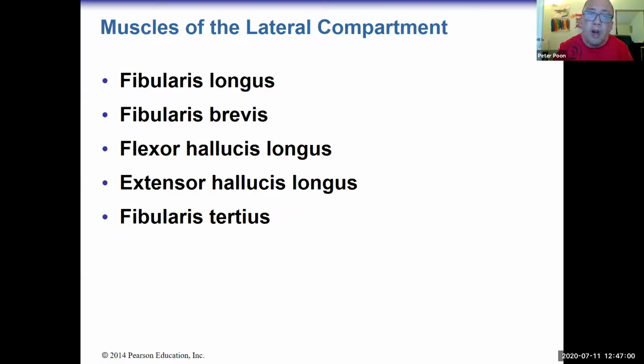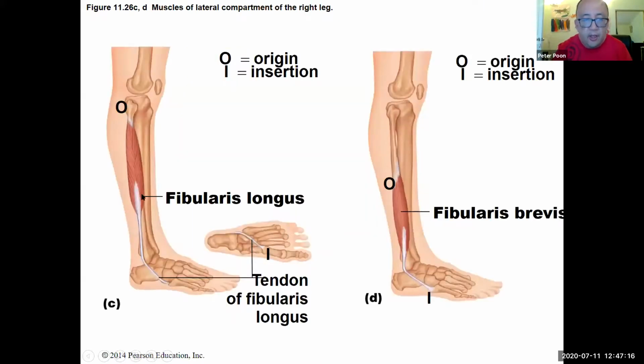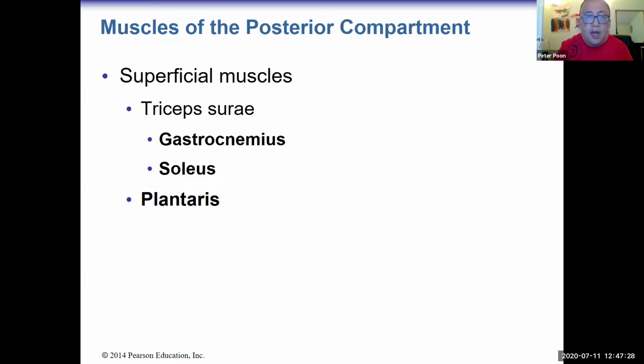The lateral compartment of the foot just has 2 muscles, the fibularis longus and fibularis brevis, and all they do is evert the foot. And you can see that there. This muscle here and this muscle here combine to evert the foot. So, out.